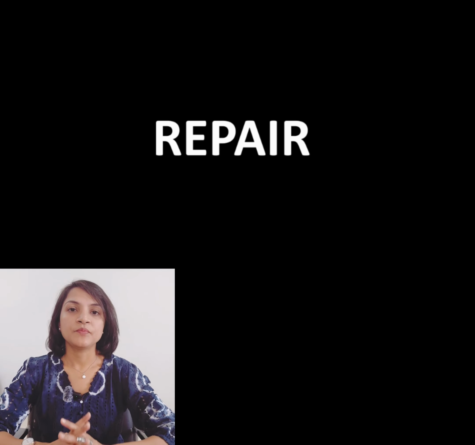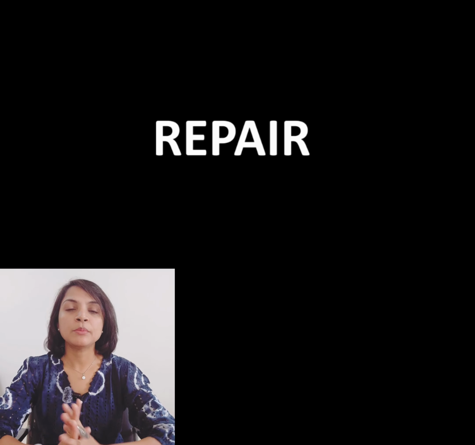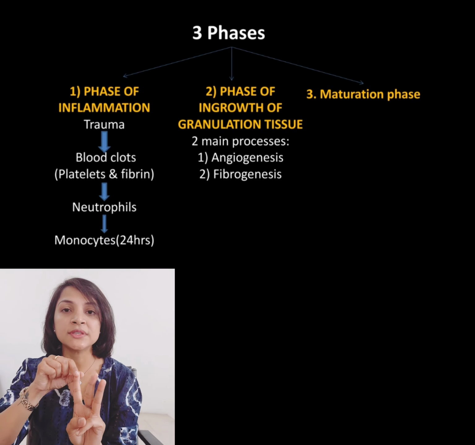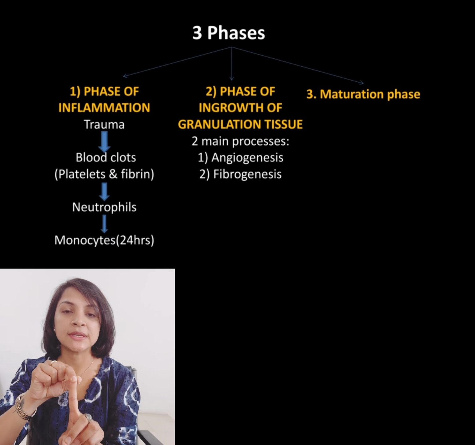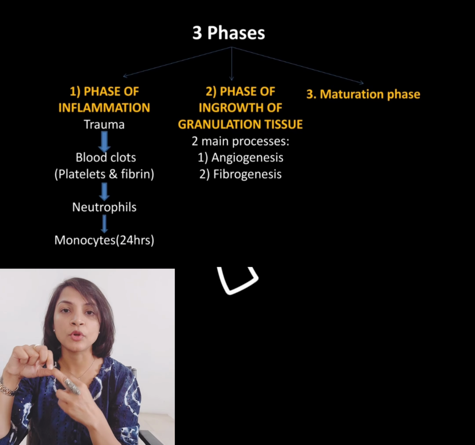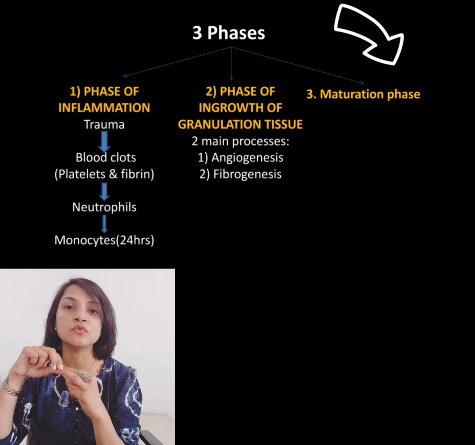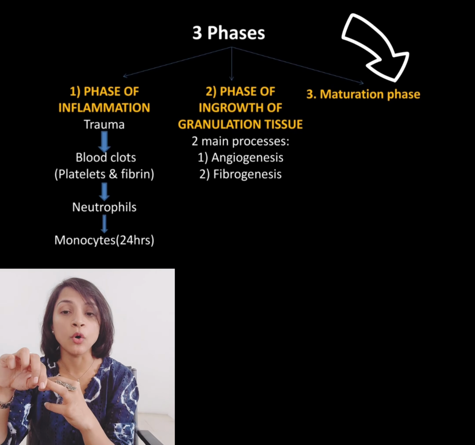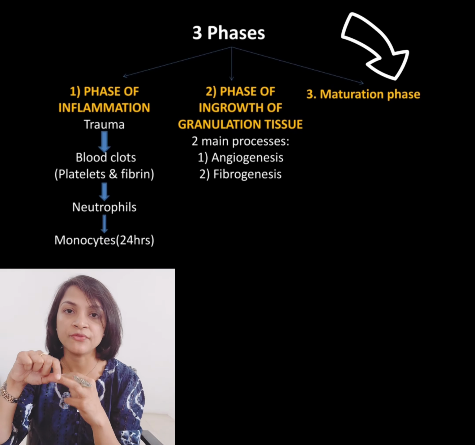Now we'll see repair. In repair, we should remember three things. Let us make it very clear and very easy to remember. In the repair, first thing you will see is the inflammation phase. Second, you will see the granulation tissue formation or proliferation phase. And third thing which you will see is remodeling, wound contracture, or it is known as the maturation phase.